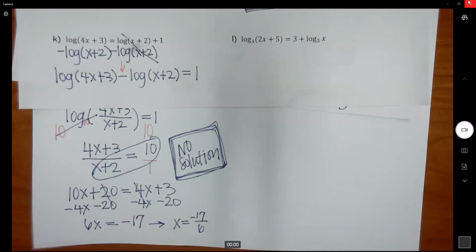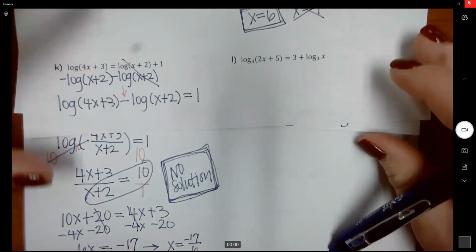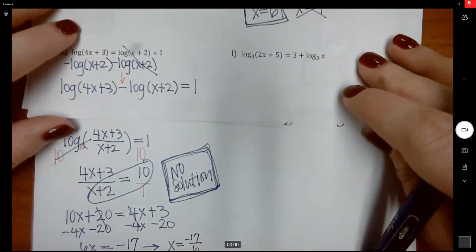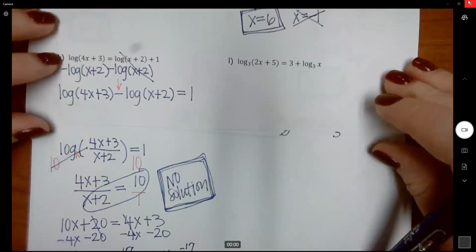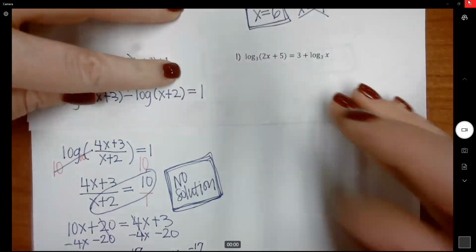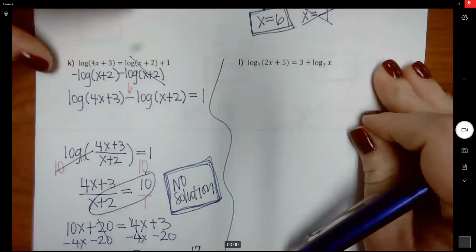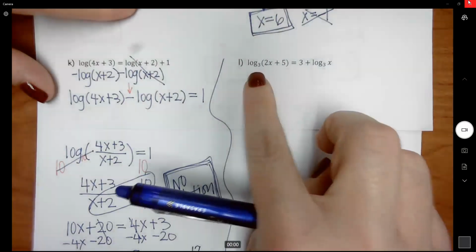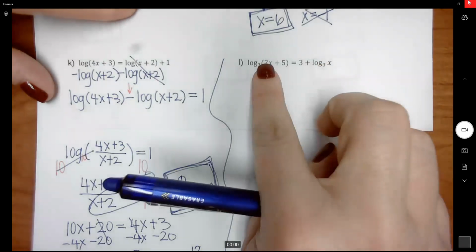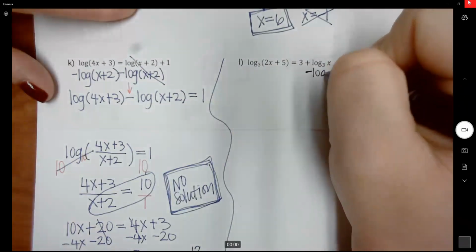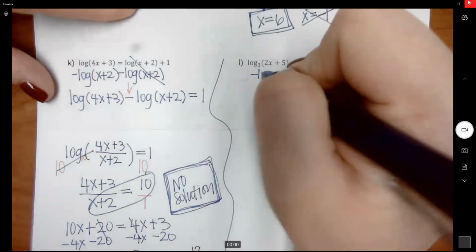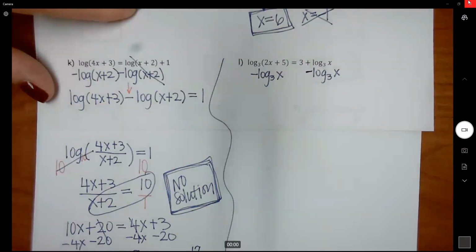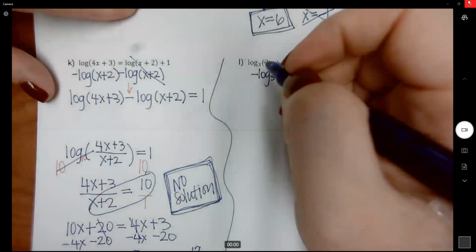Okay, let's try one more problem like this. This is kind of as complicated as your log equations are going to get. So you have a log on both the left and the right, so I need to subtract this log over. So we will do minus log base 3 of x to both sides. Cancels over here. You can't combine these, so just write them side by side.